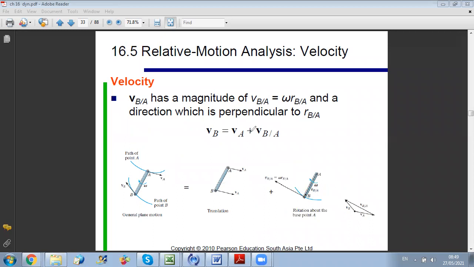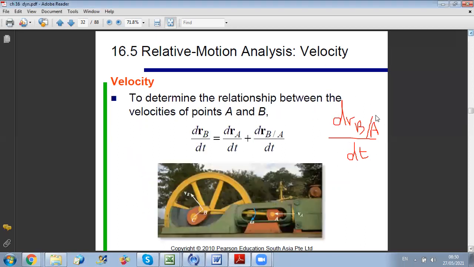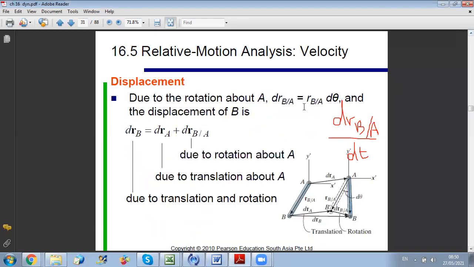Now, when I derive DRBA with respect to time, I will obtain the relative velocity of B with respect to A. And this relative velocity is due to what? It is due to the rotation of B around A. So as you can see here, that term DRB with respect to A, this displacement, is due to the rotation of B about A.